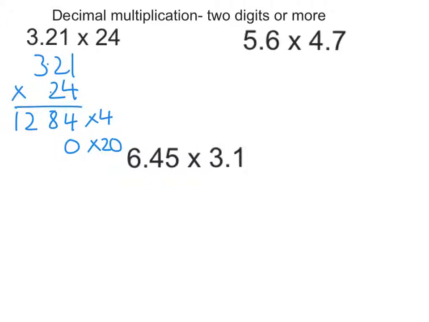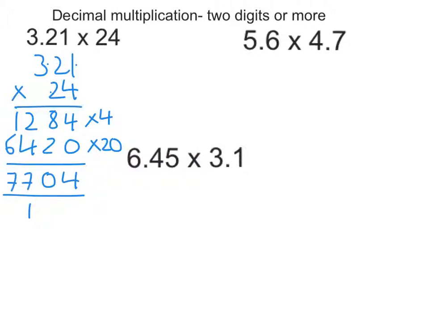So 2 times 1 is 2. 2 times 2 is 4. 2 times 3 is 6. Now I add my numbers. So 4 add 0 is 4. 8 add 2 is 10. So 0 carry 1. 2 add 4 is 6. Add 1 is 7. 1 add 6 is 7.